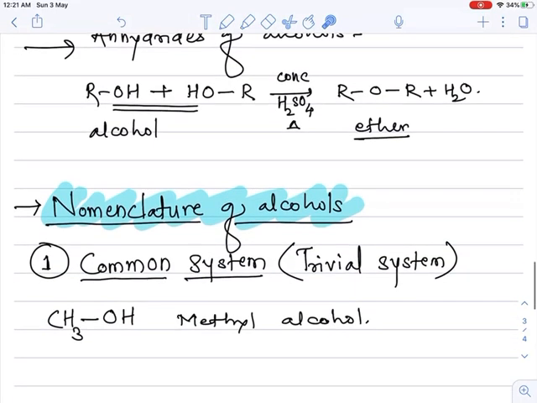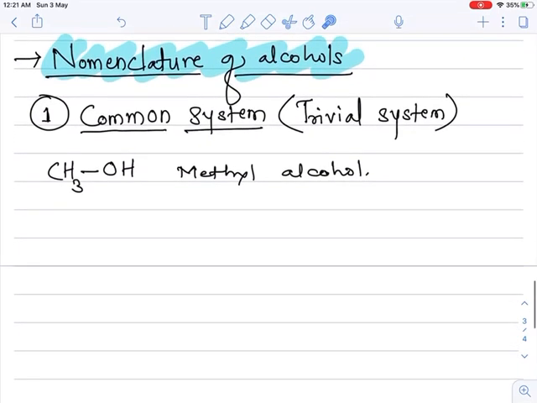Now the next part from this chapter is nomenclature of alcohols. So first we will see the nomenclature of alcohols. Later on phenols and ethers we will see. Okay. So nomenclature of alcohols first, explained according to the common system. The common system is also called the trivial system. So if we take an example of a one carbon containing alcohol, that is CH3OH, the name according to common name, how the alcohols are named.